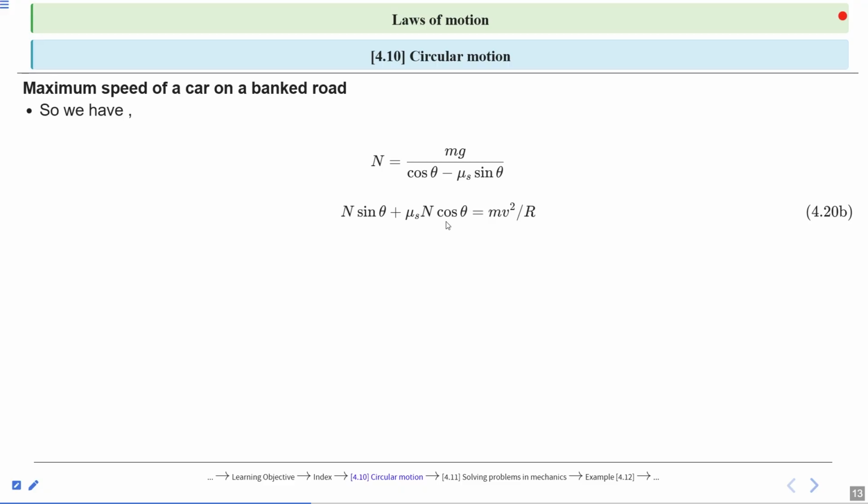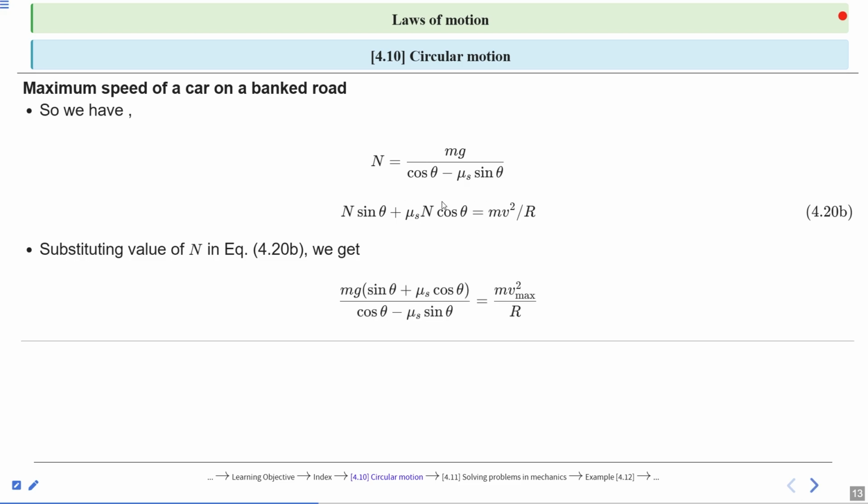So substituting the value of n in equation 4.20b. n equals mg divided by (cos theta minus mu s sin theta). Now just substitute the value of n in this equation, and you will get a new equation. It will be mg into (sin theta plus mu s cos theta) after substitution. So mg (sin theta plus mu s cos theta) divided by (cos theta minus mu s sin theta) is equal to m v square max divided by r. This is what we get after the substitution.